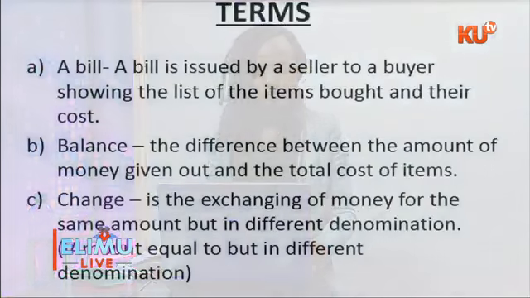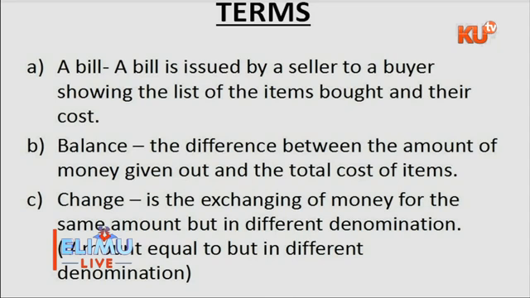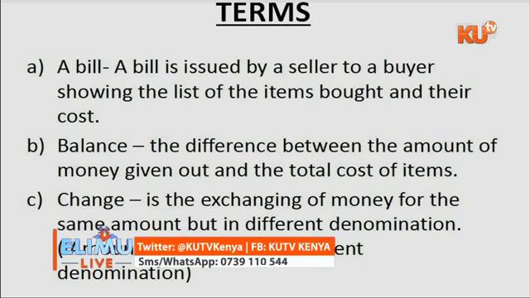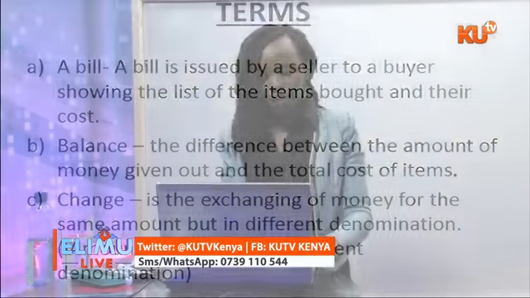So number one, we have the word itself, the word bill. So what is a bill? A bill is normally issued by a seller to a buyer, showing the list of items bought and their cost. So when you buy something, you're given a list of whatever you have bought and their cost. That's what we call a bill. So in this lesson, we are going to learn how to prepare these bills and how to get the cost.